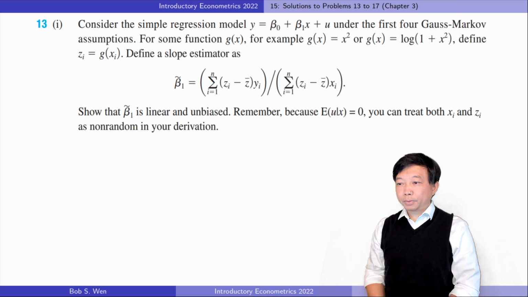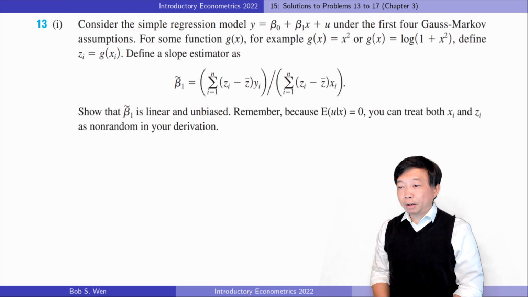Here's problem 13. Consider the simple regression model y equals beta 0 plus beta 1 times x plus mu under the first four Gauss-Markov assumptions. Define a variable z equals a function of x. Show that the following estimator is linear and unbiased.